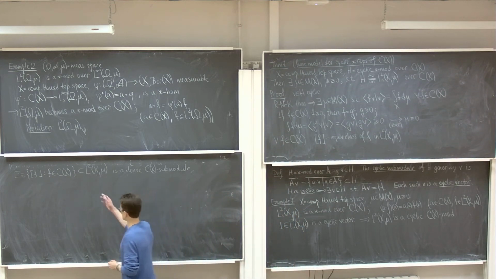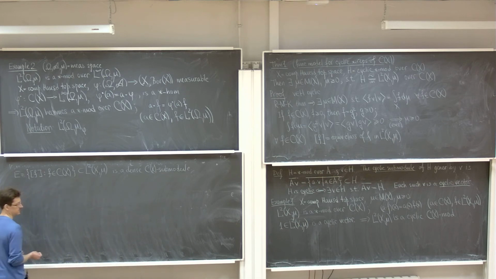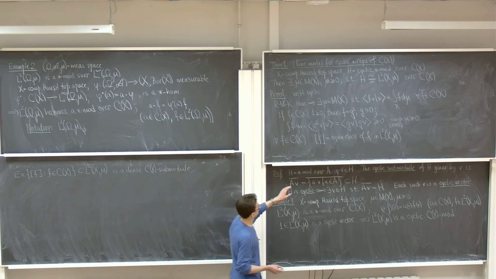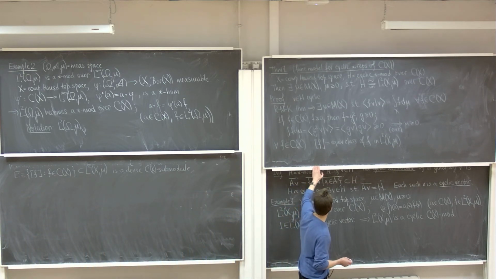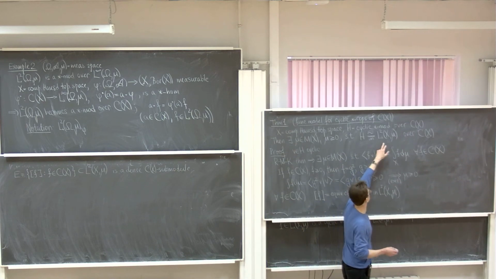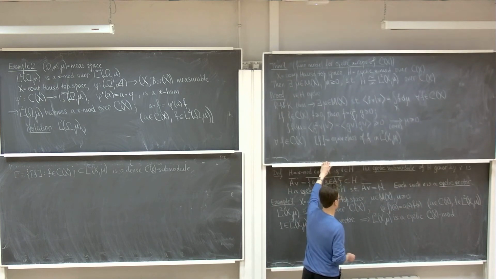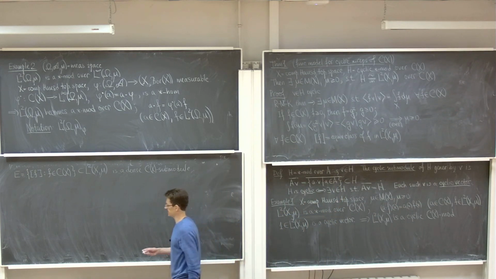Okay, so this is a dense C(X) submodule. To construct our isomorphism between these two modules, we first construct a morphism. As a first step, we construct a morphism from E to H. And to construct such a morphism, let's first do a little calculation.